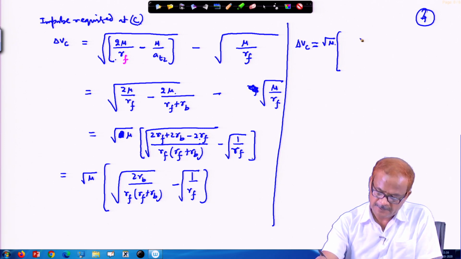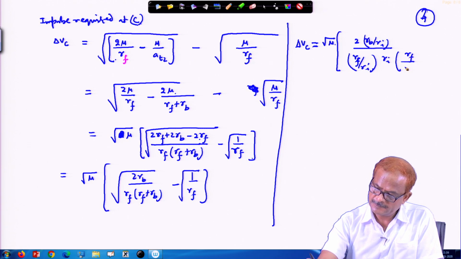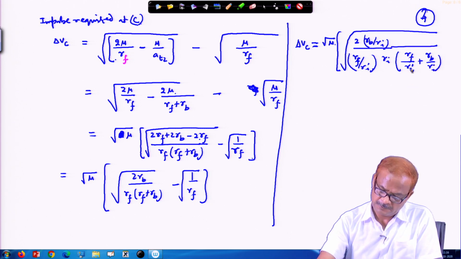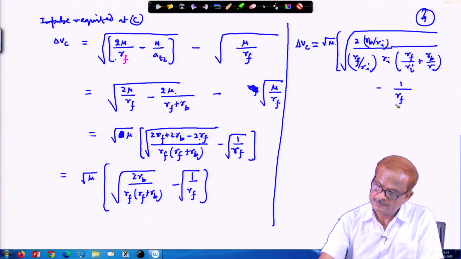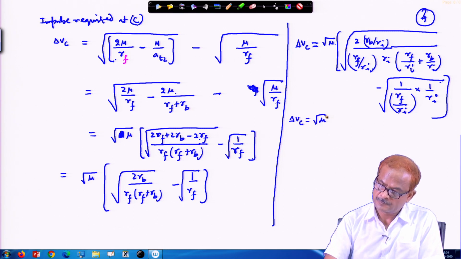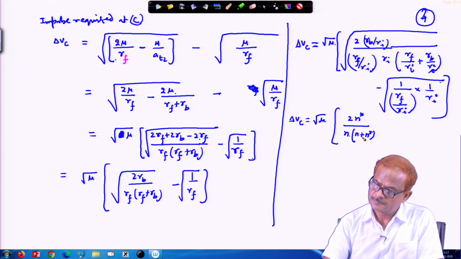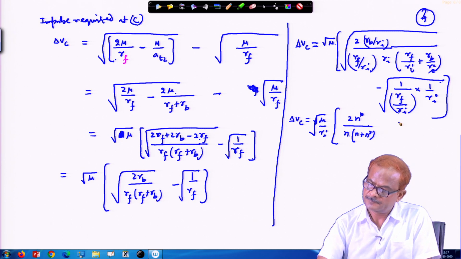we divide numerator and denominator by R I. This gets reduced to 2 R B by R I, R F by R I, and then multiply here by R I, and similarly write here R F by R I plus R B by R I, under root, minus 1 by. 2 R B by R I we have written as n star, and R F by R I as n. And R I we can take outside from both the places.